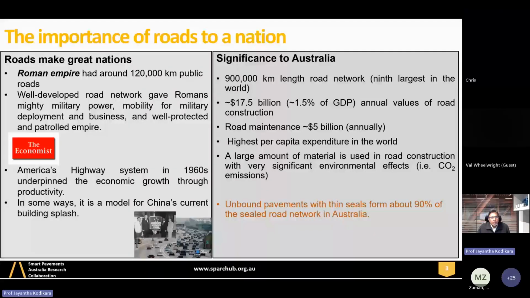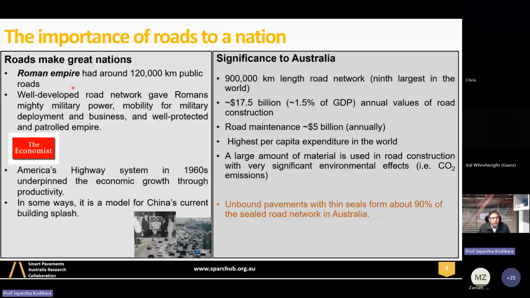So let me start by having a quick look at the importance of roads to a nation. On the left-hand side, you see that we have had roads going back a long time. In particular, the Roman Empire had around 120,000 kilometers of public roads, and well-developed road networks gave Romans the mobility for military deployment, and protecting their empire.